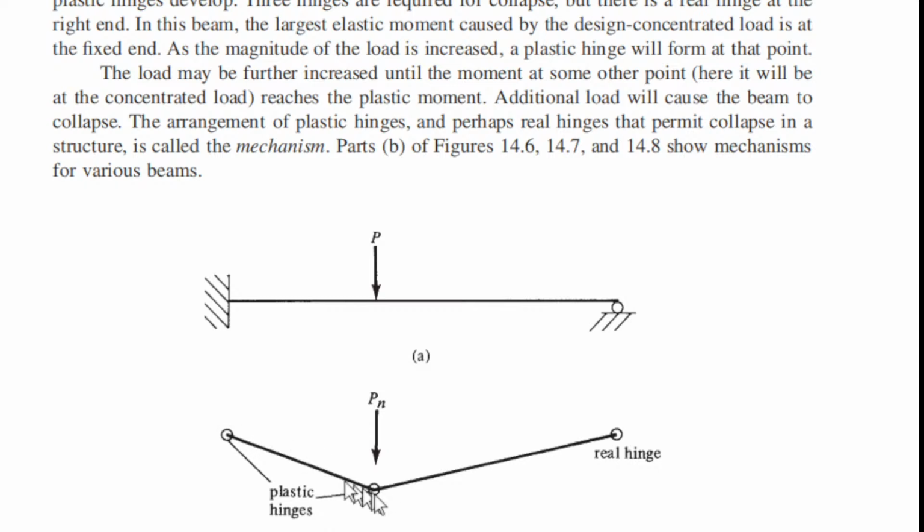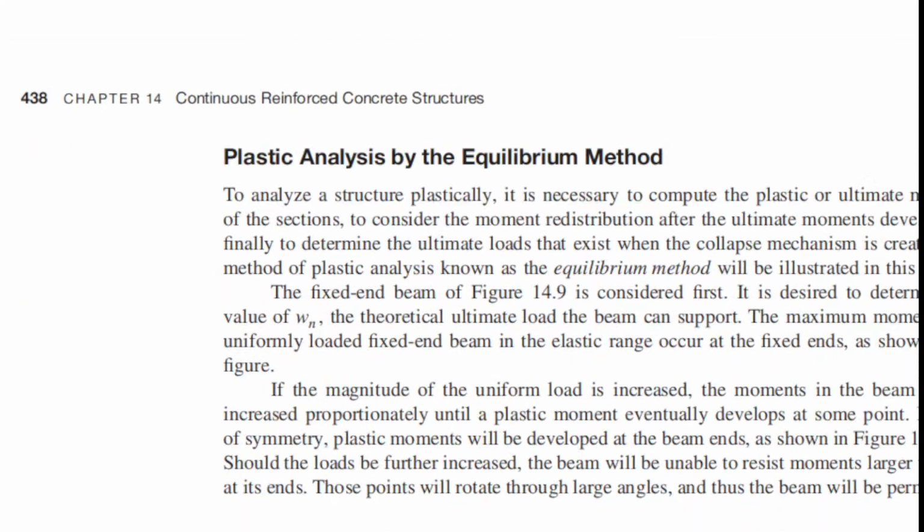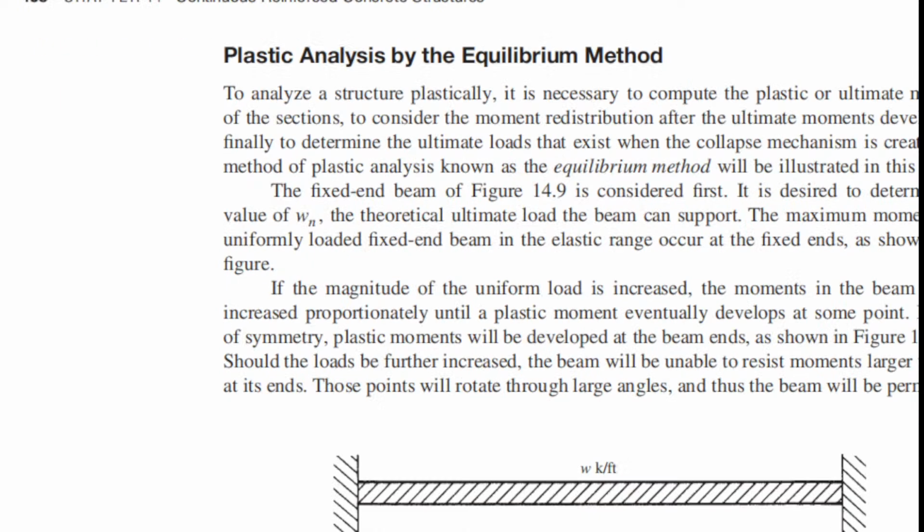Okay? So, as you can see, depending upon the type of structure, we can have a failure with 1 plastic hinge, with 2 plastic hinges, or with 3 plastic hinges. Okay? So, it depends upon the configuration. Okay? So, now take a look at the plastic.